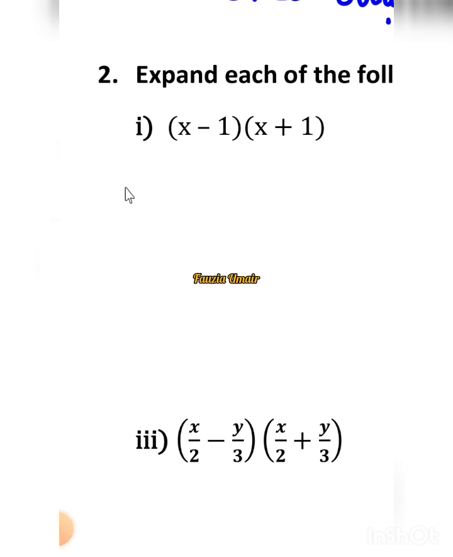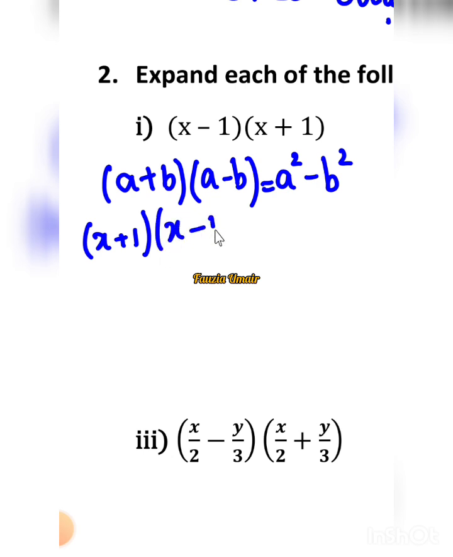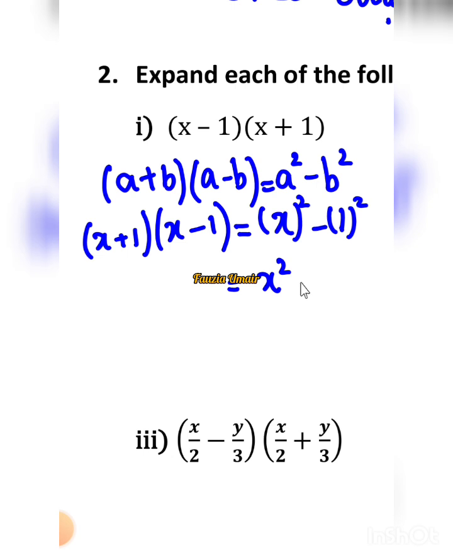it is formula 3, which is a plus b into a minus b. So this is equal to a square minus b square. So just replace a with x, because a is x and b is 1. So if I write down x plus 1 into x minus 1, the answer should be x square minus 1 square. If you open this, the answer would be x square minus 1.